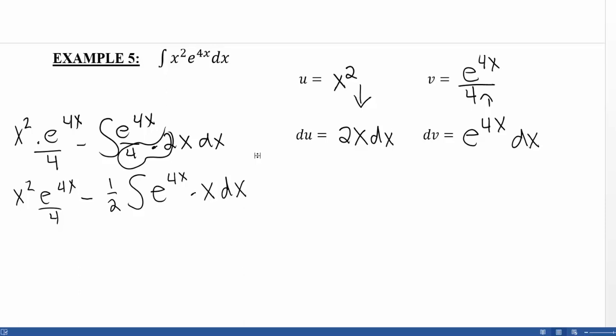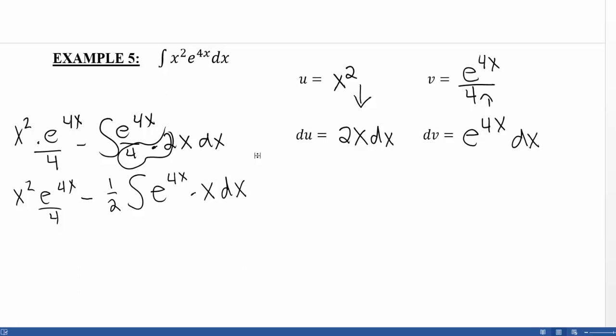whether or not the function that you are now looking at in the formula is simpler than the one you started with. If the answer is no, if it's not simpler than the one you started with, then maybe you shouldn't have done integration by parts. Perhaps it was a substitution problem and you didn't realize, or maybe you were supposed to simplify the original function. However, if it is simpler, then that means you might need to do integration by parts twice.